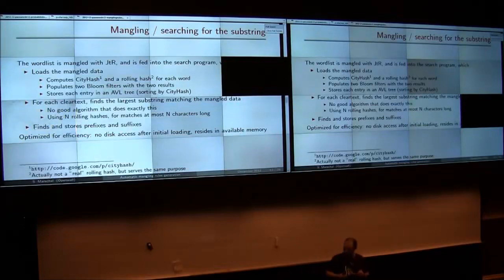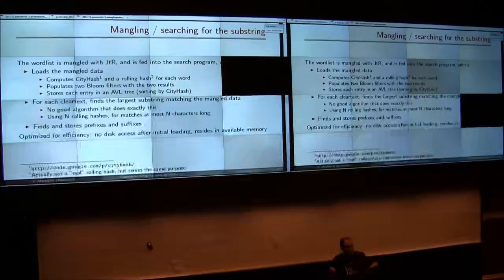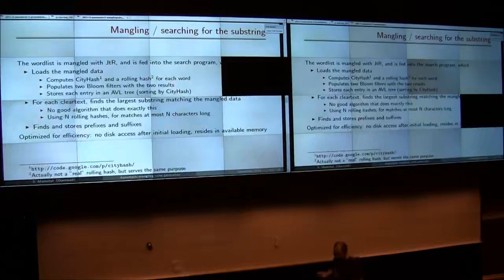Then, for each clear text, I am able to find the largest substring that comes from the mangled word list that fits in that clear text. And this actually is a complicated problem because there is no good algorithm that does exactly this, or perhaps there is, but I didn't find it. Most of those algorithms are about creating some kind of huge state machine, and it's not suitable in the case where you have way more substrings than you see normally used.